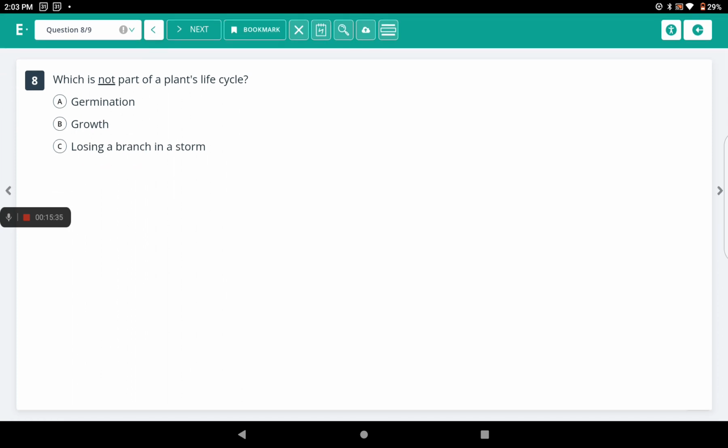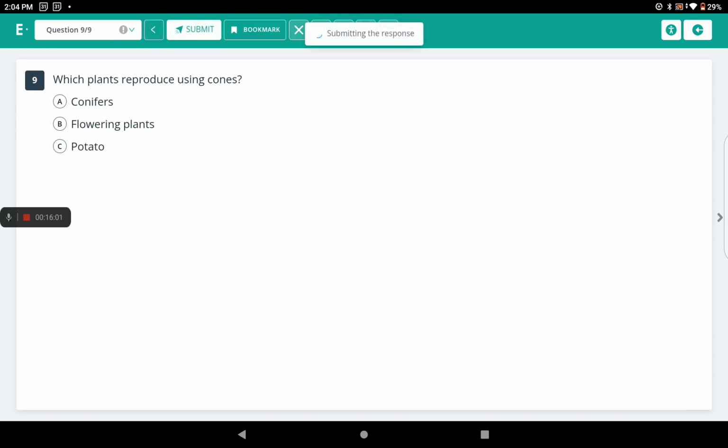Question 8. Which is not part of the plant's life cycle? Germination, growth, losing a branch in a storm. So look carefully, which is not part of the plant's life cycle. Reading here is extremely important. A, germination, B, growth, or C, losing a branch in a storm.